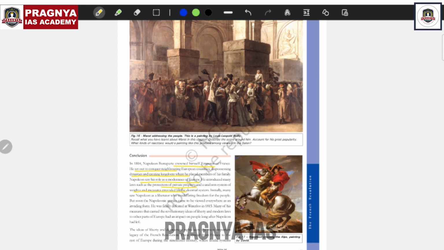Initially, many saw Napoleon as a liberator who would bring freedom for the people, but soon the Napoleonic armies came to be viewed everywhere as an invading force. He was finally defeated at Waterloo in 1815. Many of his measures, which carried revolutionary ideas of liberty and modern laws to other parts of Europe, had an impact on people after Napoleon left. The ideas of liberty and democratic rights were the most important legacy of the French Revolution.